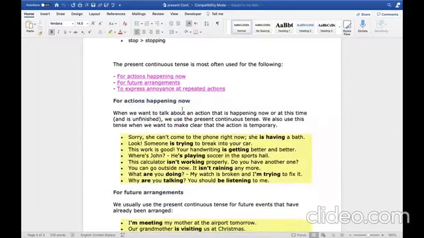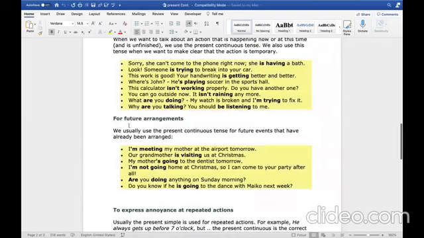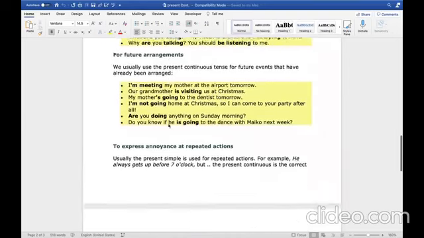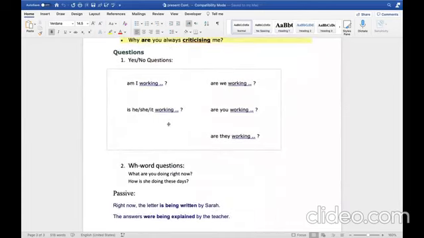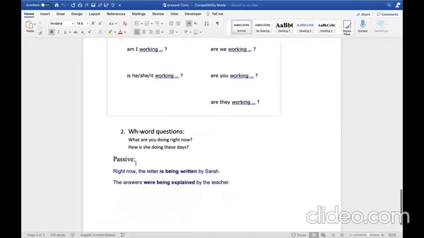We use it for an action that is happening now, and for future arrangements, if we have a plan, right? For the yes and no question, we start with is or are, then the subject, and then the verb plus ing. For the WH word, we start with the WH word and then the same sequence, like what are you doing right now? Or how is she doing these days?